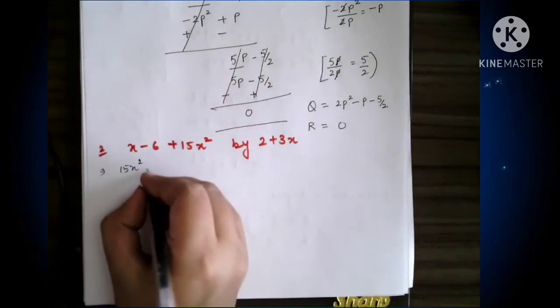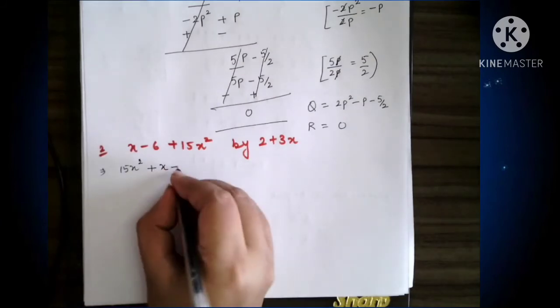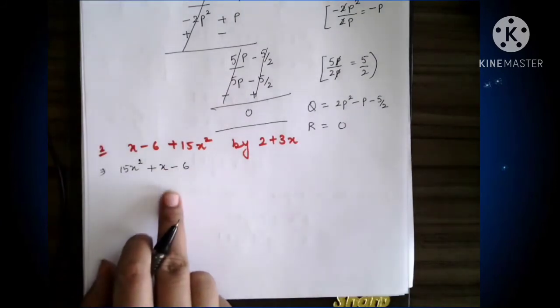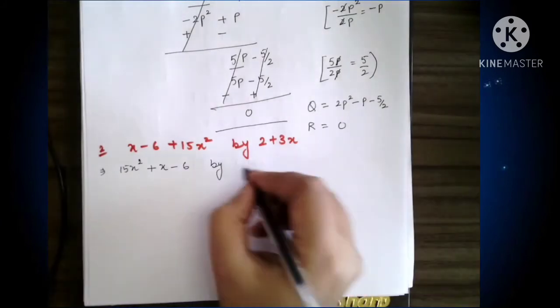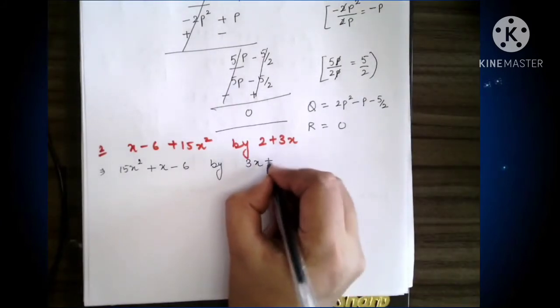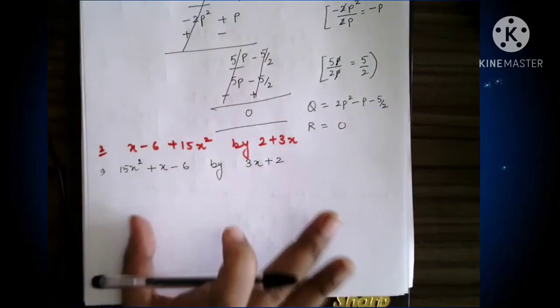Then power x, it is plus x. Then it is your minus 6. It is the standard form. Also change this into standard form. This is your 3x plus 2. This is the standard form.